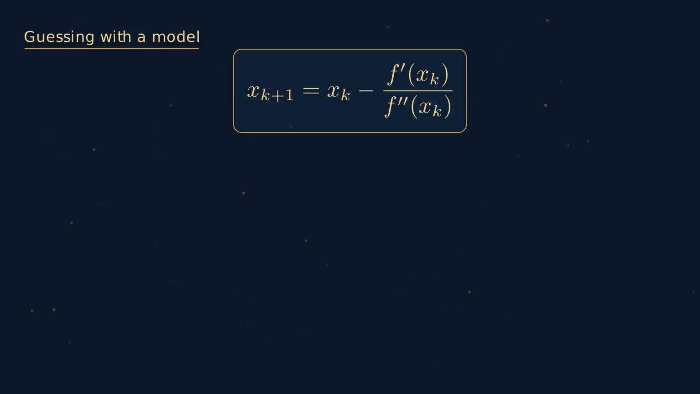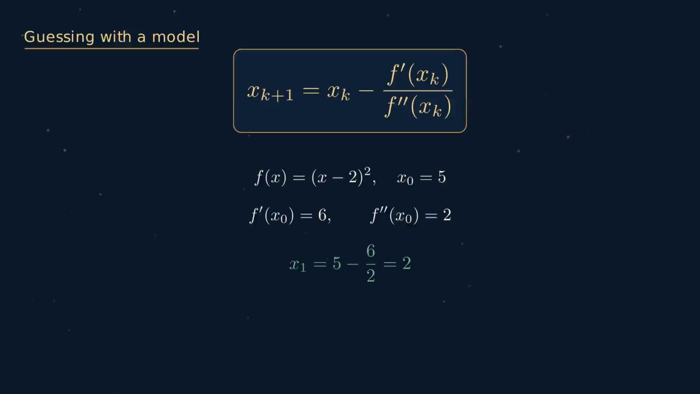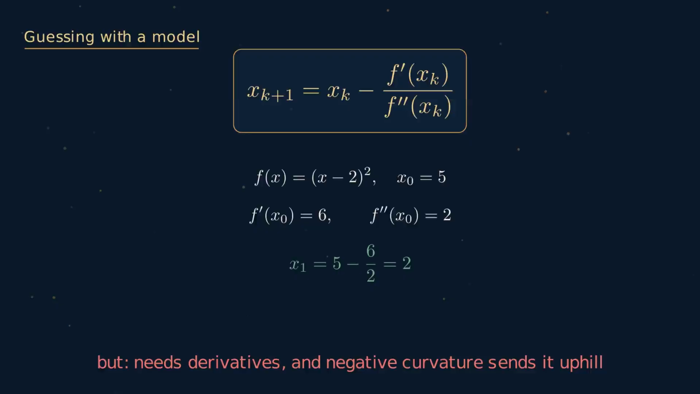If you can also compute derivatives, there is an even sharper tool. Newton's method hunts for the place where the slope vanishes, correcting each guess by the slope divided by the curvature. Try it on our parabola, starting way out at 5. The slope there is 6, the curvature is 2, and the correction is 3. One step, and we are standing on the exact minimum at 2. That speed comes with a warning. Newton needs both derivatives, and if the curvature is negative, it will confidently march you uphill. Fast, but not fearless.